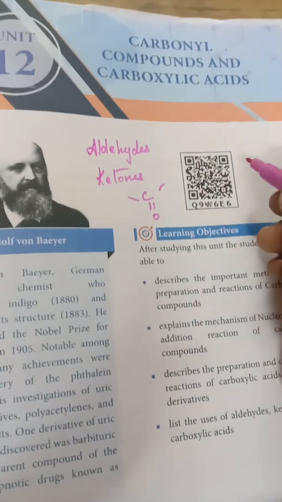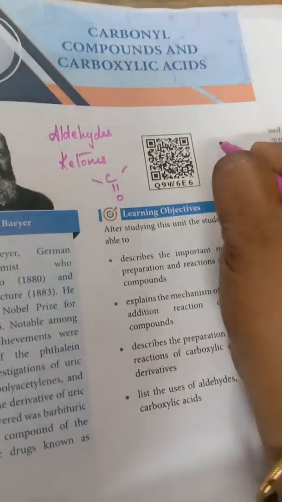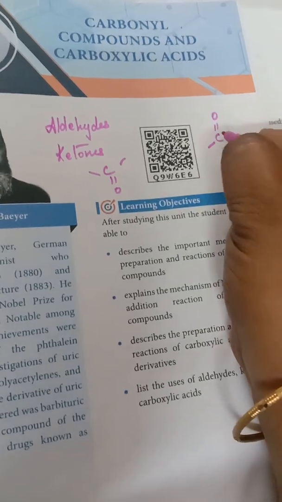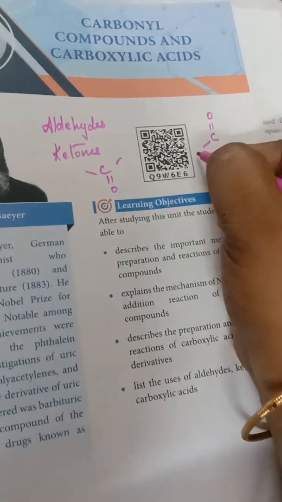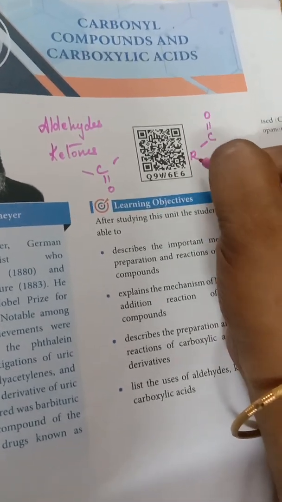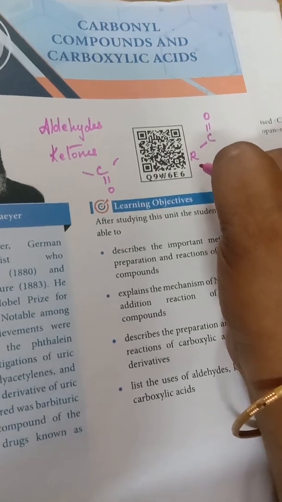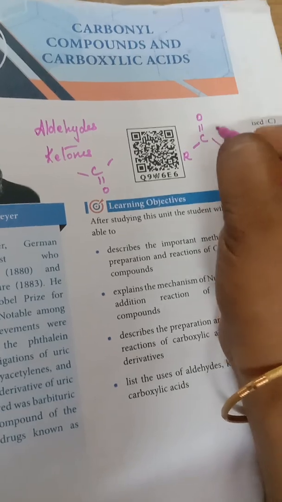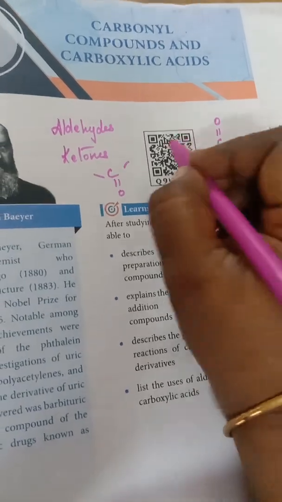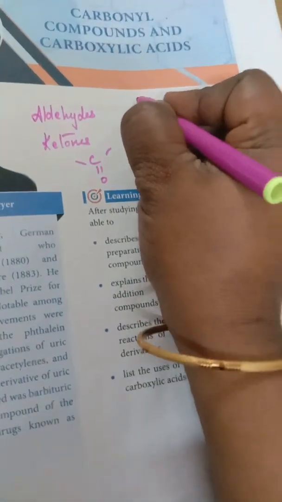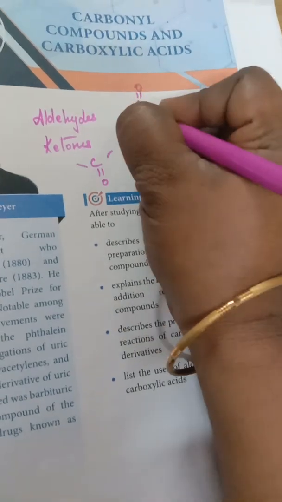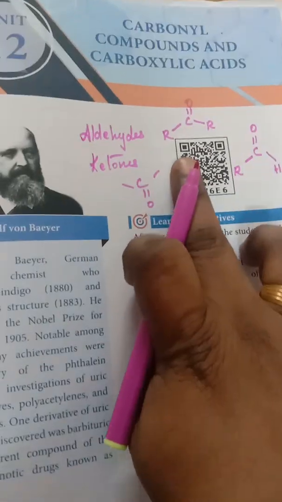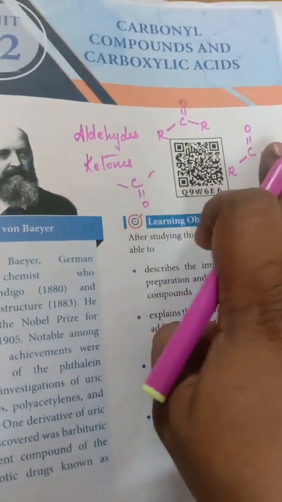In case of aldehydes, C double bond O is the functional group, and here one R group will be attached. It may be an alkyl or an aromatic group, aliphatic group, anything it can be. The other will be hydrogen in case of aldehydes. In case of ketones, the same C double bond O, but here two alkyl groups or two aryl groups will be attached. This is the difference between aldehydes and ketones.